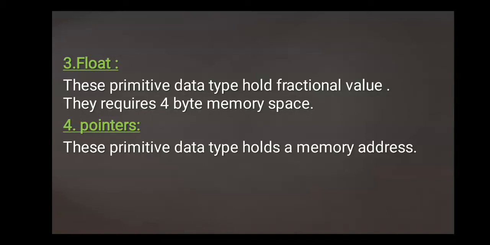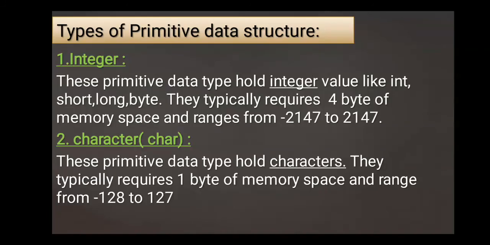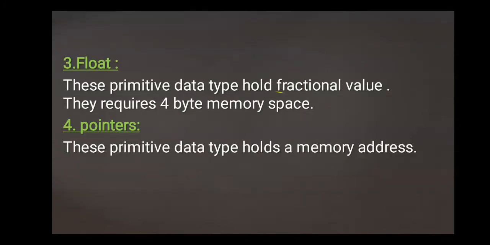Okay, these are the types of primitive data structure. Integer holds integer values, character holds characters, float holds fractional values, and pointer holds a memory address.